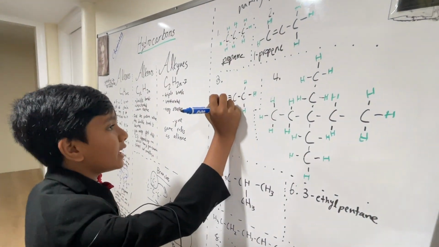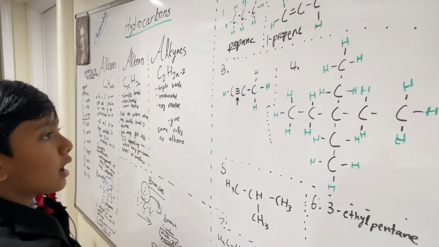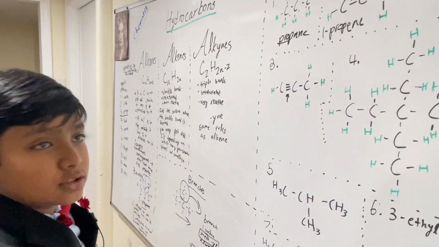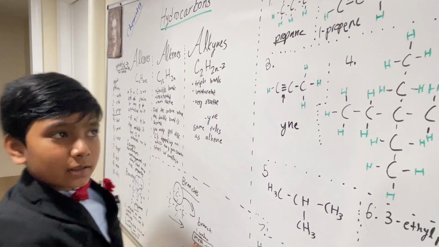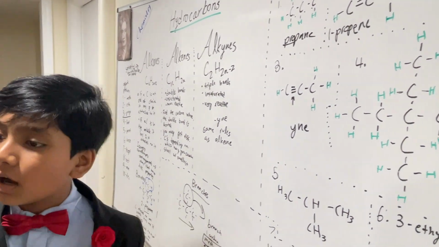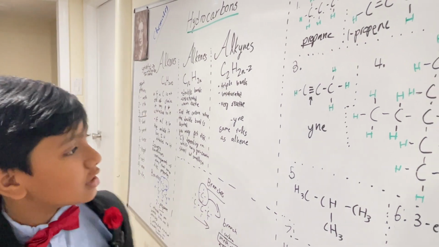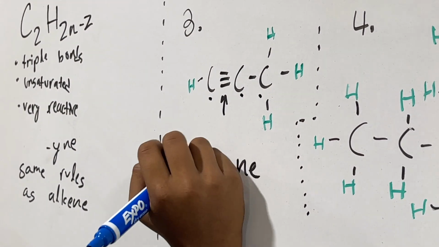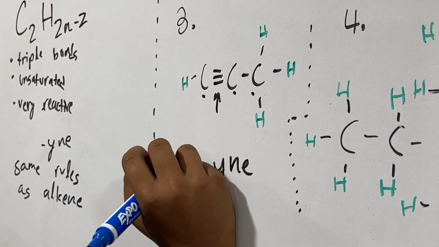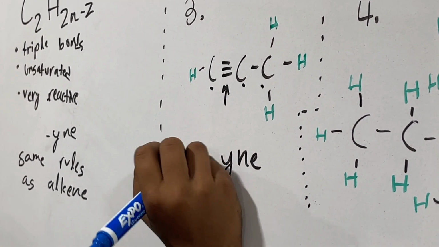Okay. This is an alkyne, as evidenced by this triple bond over here. Yne, very hard to pronounce. Yne, and then you have 1, 2, 3 in a row. So you have propyne.